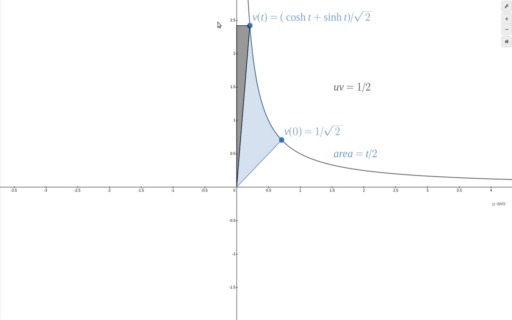We would do a 1/2 base times height computation. In other words, 1/2 of a u times a v, the u and v coordinates. But we know that when we multiply u and v together for any point on this curve, we're supposed to get 1/2. And so the area of this black triangle is 1/4, no matter the value of t. And so as we move this around, the area is preserved. That's actually very convenient for us because it means we can divvy up the area of this region in a slightly different way.